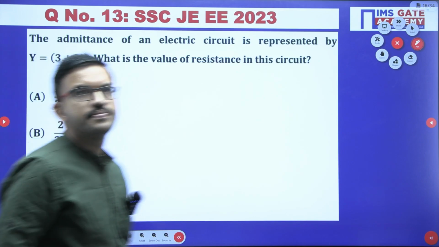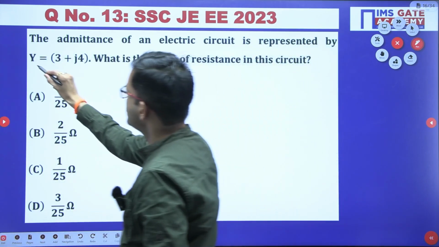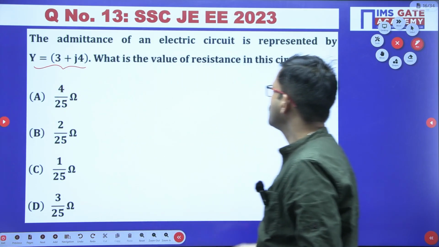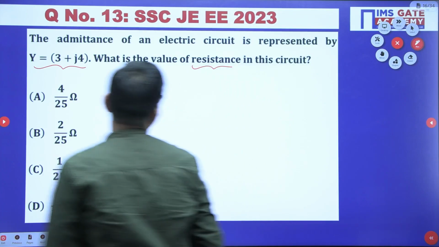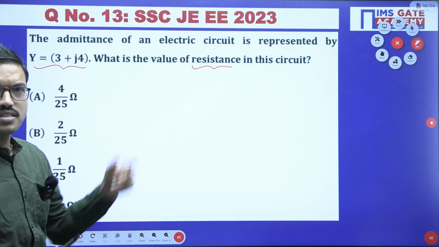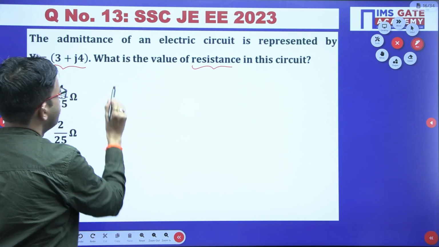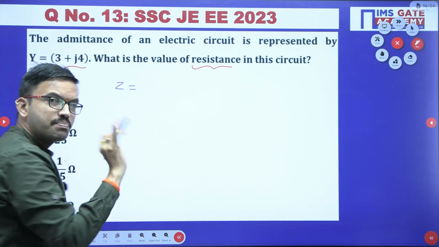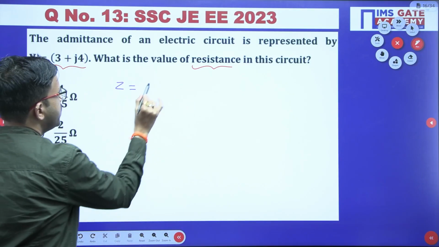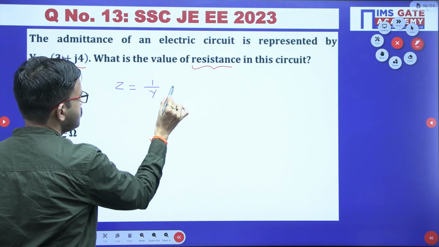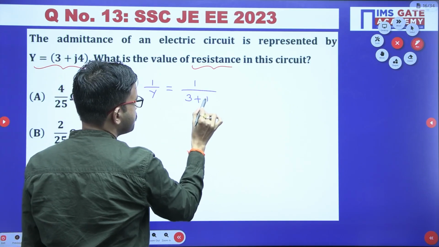Next question. In this question, you have the admittance, 3 plus j4. Now they are asking for the resistance. If you want to get the resistance, what do you have to do? First of all, do the reciprocal of this admittance, so that you get the impedance. From impedance, we can get the resistance easily. So Z equals 1 by Y, so 1 divided by 3 plus j4.